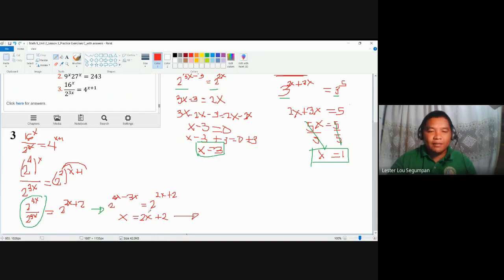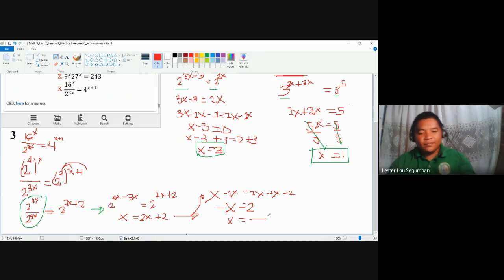Then we subtract both sides by 2x. x minus 2x is equal to 2x minus 2x plus 2. So you have negative x is equal to 2. Divide both sides by negative 1. So x is actually negative 2.